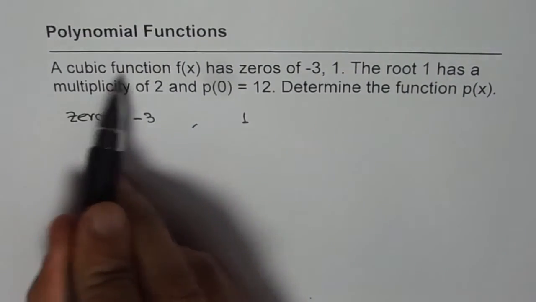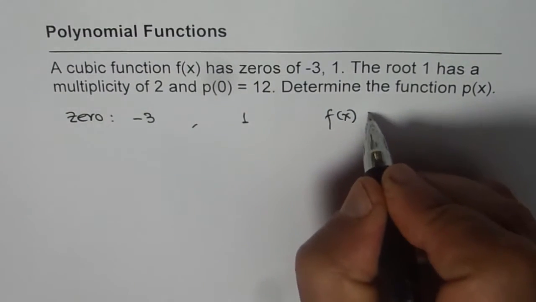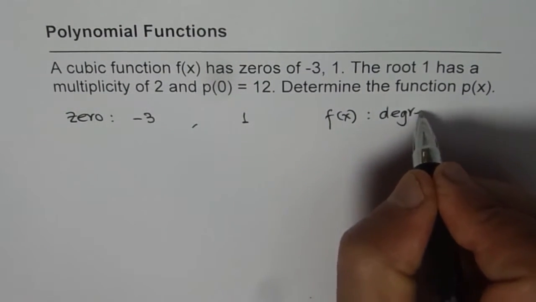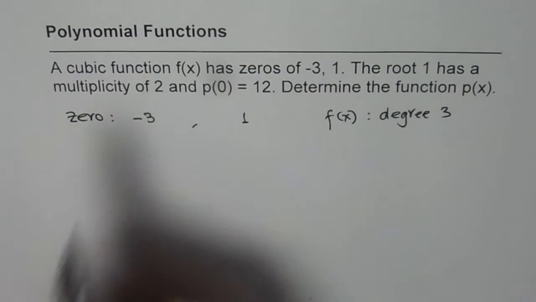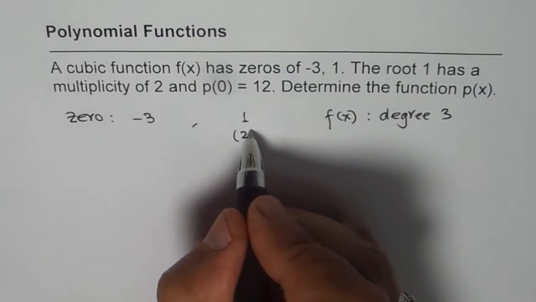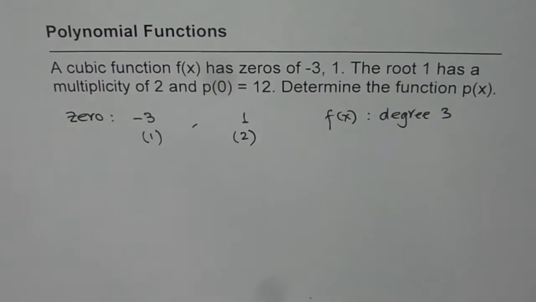Now, we are also given a cubic function. So f of x is a cubic function. So f of x has degree of 3, right? Root 1 has multiplicity of 2. So 1 has multiplicity of 2. So this has multiplicity of 1, correct? So that is how it is.